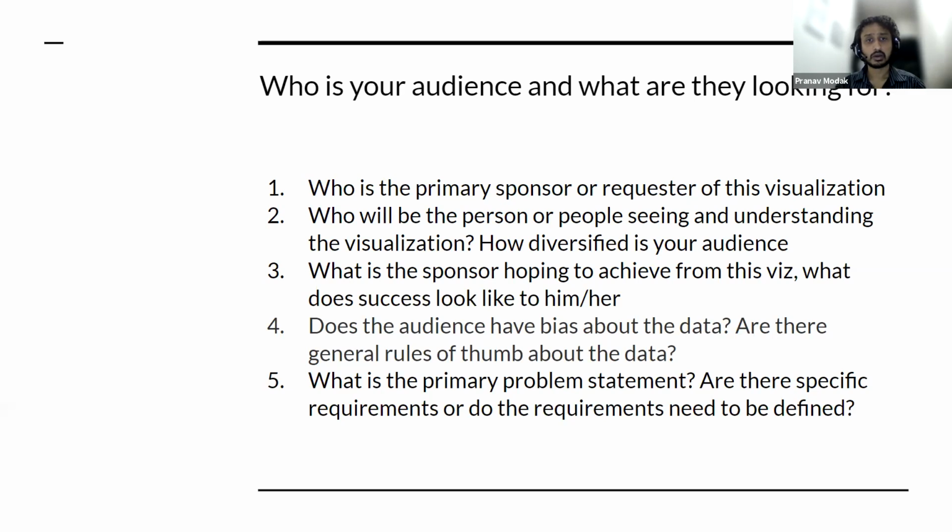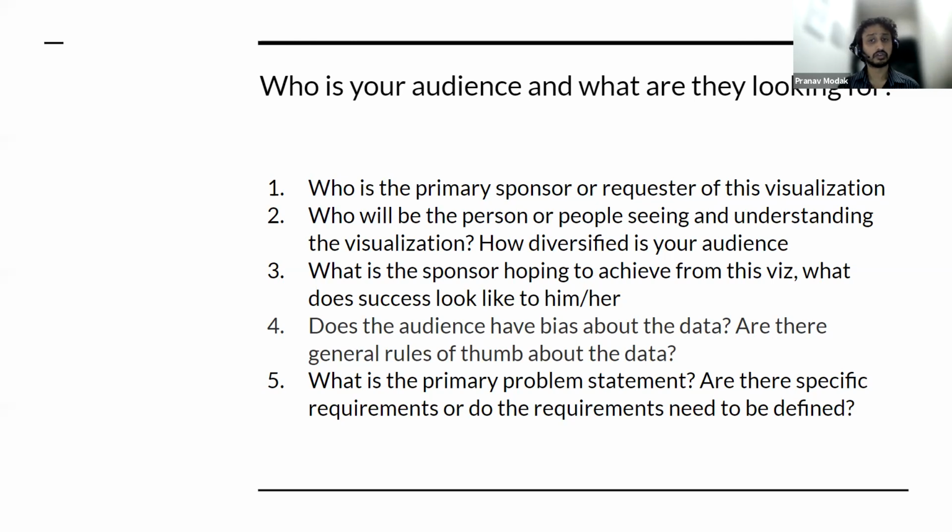Who will be the people seeing and understanding this visualization? There's a sponsor who's requesting the analyst to make a visualization, but there's a possibility that the people who are actually seeing this visualization might be someone else. For example, your department manager may request this visualization, but the audience might be the VPs of the company. So it's pretty important to know who's the requester of this visualization and who are the people actually seeing this visualization and consuming this information.